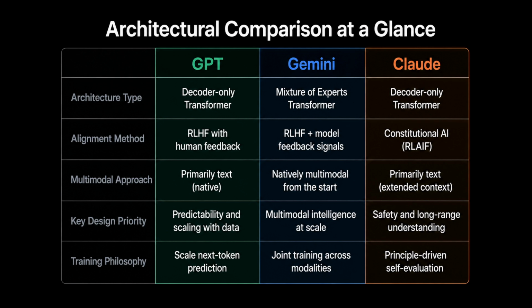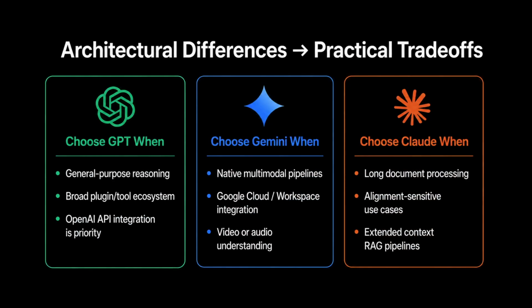Now here's a key takeaway from this table. None of these is objectively better. They made different bets based on different beliefs about what would matter the most. OpenAI bet on scaling, Google bet on multimodality, Anthropic bet on alignment and safety as a competitive differentiator and not just an ethical obligation. So, how do you actually use this?